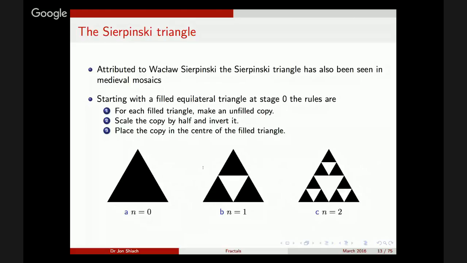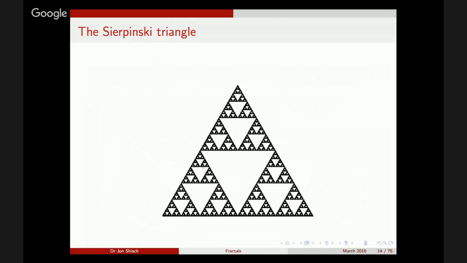Okay, so this is Sierpinski's triangle. This is a nice sort of mosaic design. It's found in some medieval art. And if you carry on and carry on, this is what you get. Like with the Koch snowflake, you can only go so far because the triangles get really, really small and you obviously can't see them. Okay, so that's a Sierpinski triangle.